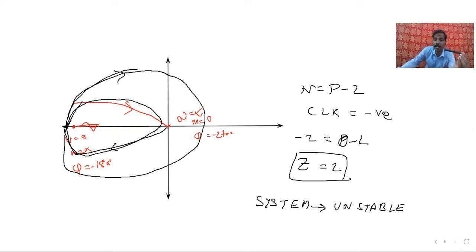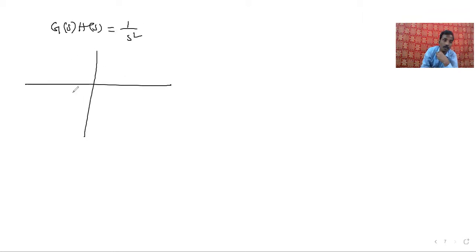So what is the basic idea of type 2 systems? First problem, for a type 2 system, G of S, H of S equals what? 1 by S square. This is the plot. Starting from this point, this is the polar plot, and this is the Nyquist mirror image, in the opposite direction.